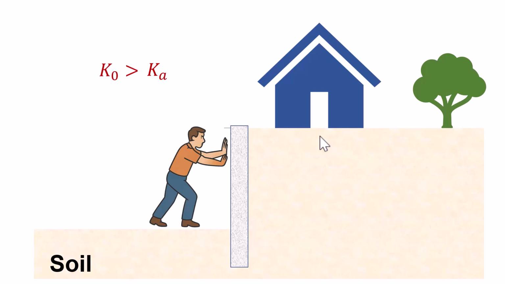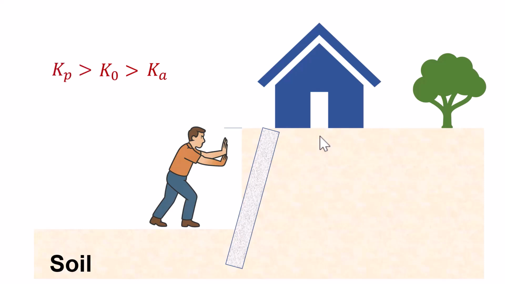Now consider the man trying to push the wall into the soil. As the soil resists this motion, a significant amount of force is required. This case corresponds to mobilizing passive resistance, which is the maximum lateral stress condition and requires the highest pressure, which is Kp, and therefore Kp is the largest of the three coefficients. This intuitive analogy helps reinforce the physical meaning behind the numerical values of the earth pressure coefficients.